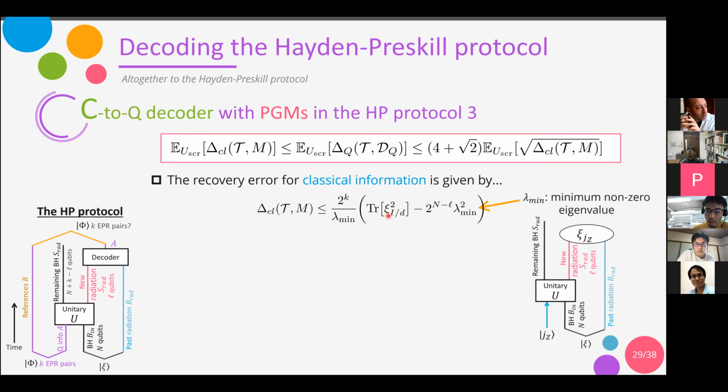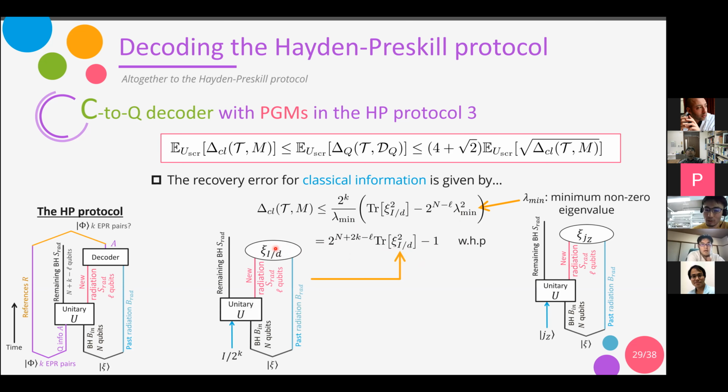And again, we use the assumption that the dynamics is scrambling. Then we can prove that this minimum non-zero eigenvalue is given by some quantity with high probability. By substituting that value into this lambda mean, we obtain an upper bound in this form with high probability. And again, this is just characterized by the purity of the output state when the initial state, or input state, is a completely mixed state in system A. So this is a very convenient upper bound, we believe.